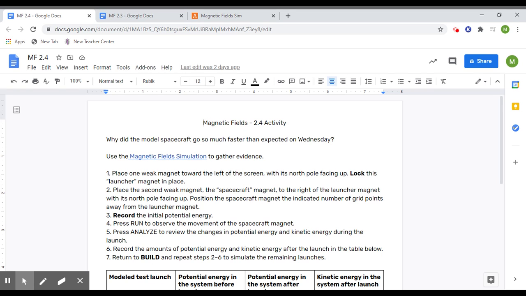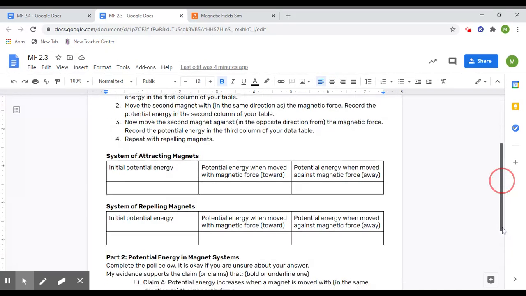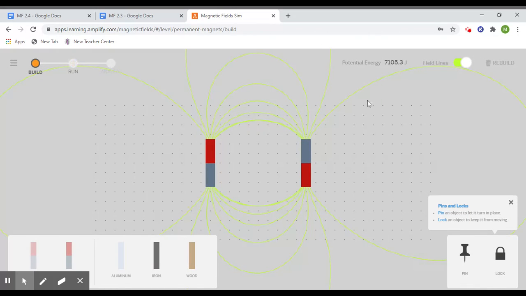Hi everybody, this is the video for lesson 2.4, but I'm going to start out by going over lesson 2.3. There's some important information to know from lesson 2.3 that you will be quizzed on following lesson 2.4. So for this lesson, you had to show the potential energy for attracting and repelling magnets. So I'll quickly do that now.